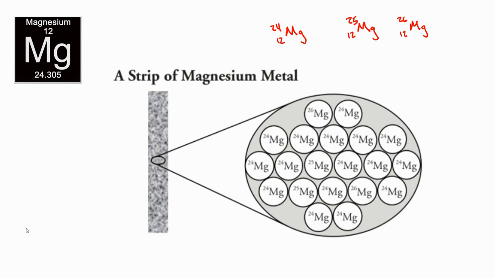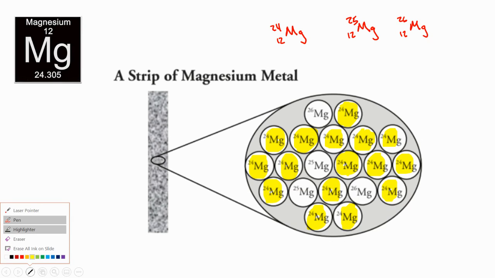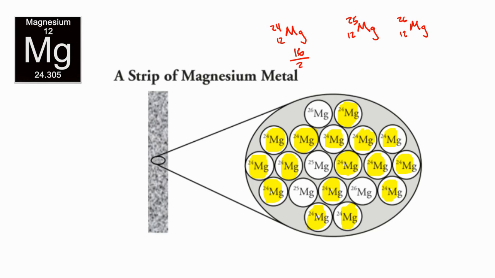Let's take a look at something really important. Let's count all of the magnesium-24s. Here's one, here's another, two, three, four, five, six, seven, eight, 9, 10, 11, 12, 13, 14, 15, 16. So it turns out that sample, which I counted earlier, has 20 atoms, and 16 of the 20 atoms are magnesium-24.